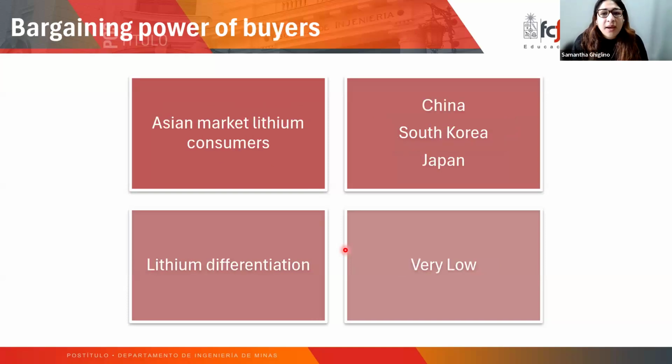But in the case of buyers, the Asian market lithium consumers are greatly diverse between China, South Korea, and Japan. It is fairly distributed among different buyers with good grades or higher grades of product and technical grade of our final product. We think that even achieving that, the bargaining power could be very low for our company.